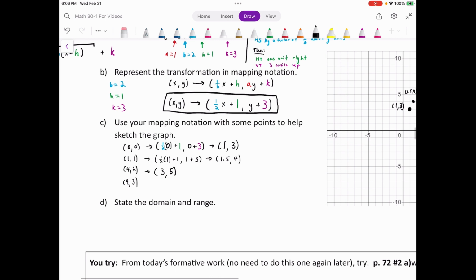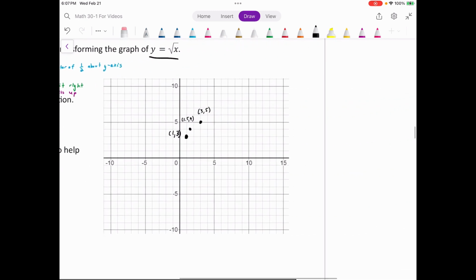Okay, last one, 9, 3. Where's that going to end up? I'm going to multiply 9 by 1/2, so 4.5, plus 1 is 5.5. Just doing the mapping, and then I'm going to add 3 to the y value, so 3 plus 3 is 6. So 5.5, 6. Well, here's 5, there's 6, so there's 5.5. And then on the y-axis, 6. So right around there, 5.5, 6. And there we go. We've got a pretty good idea of the shape from here. I guess we could do a couple more if we wanted, but it's going to roughly have this shape.